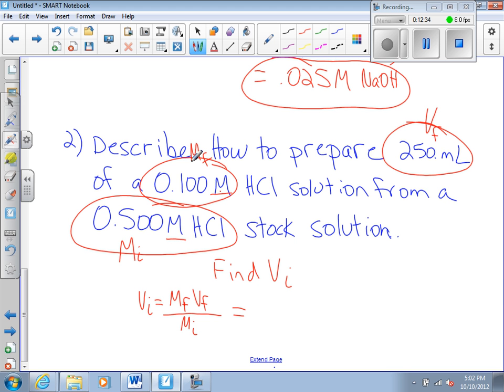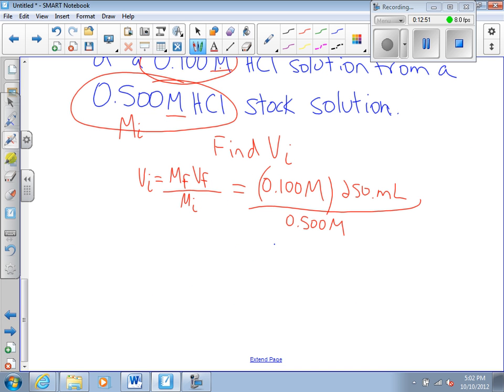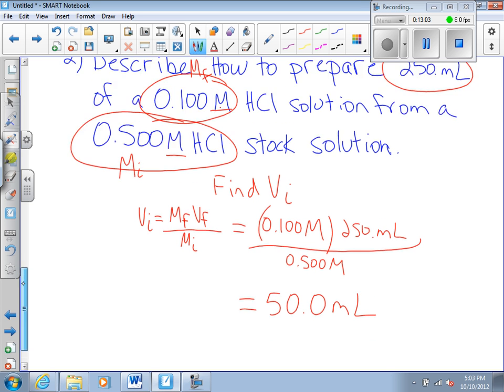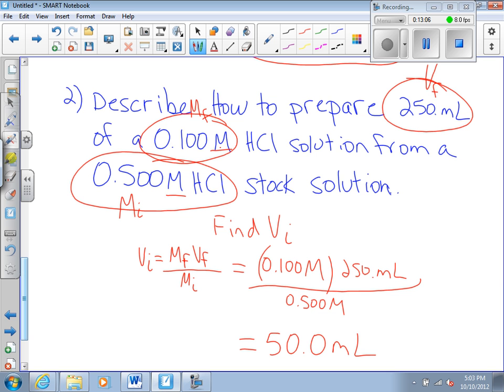Let's see, my final molarity was 0.100 molar. That's what I'm trying to prepare. My final volume is 250 milliliters. And my initial molarity, 0.500 molar. Okay. And this is equal to 50.0 milliliters. Notice I kept 3 significant figures because I started with 3 sig figs in all my numbers in the question. Now let's see, I have to answer the question.